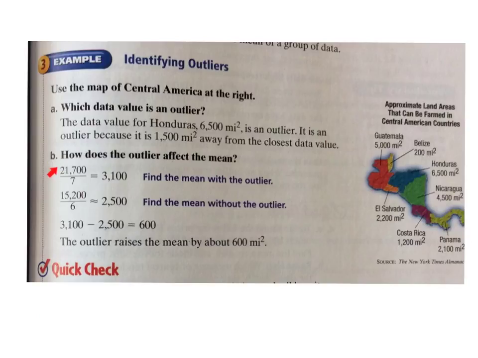So if I include the outlier, Honduras, that one's way bigger than the rest, the average area is 3,100. But if I take it out, because it's so much bigger than the rest, the average drops to 2,500. So there's a 600 square mile difference from including that outlier. That's how much it affects it. So an outlier has that effect on things. That's one of the things to look for.